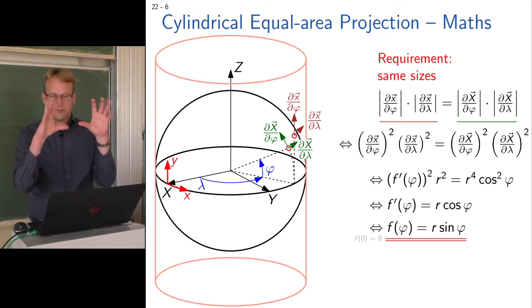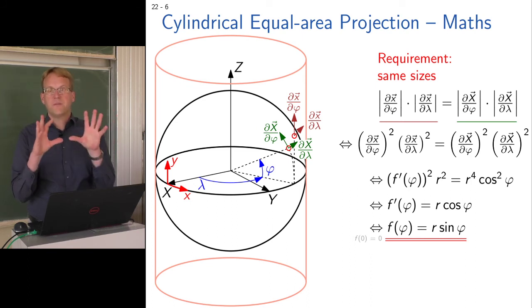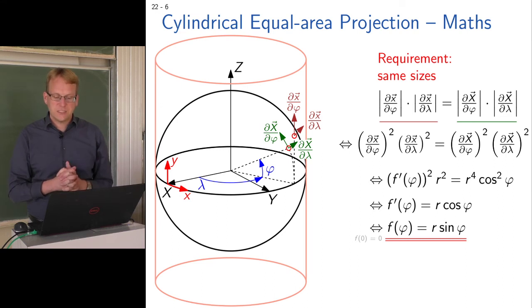Yeah, we have this requirement, and we say our mapping function should be from the family of cylindrical projections, and with that information, that was sufficient to get to the result f of phi is equal to r times sine phi.